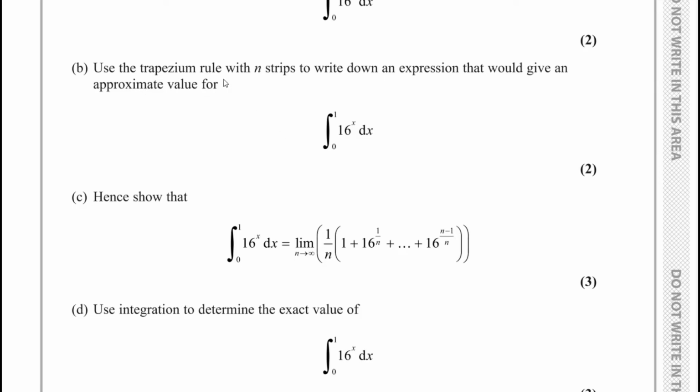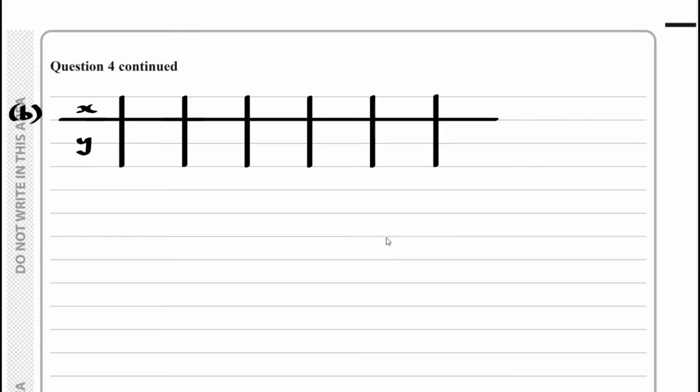Part B: use the trapezium rule with n strips to write down an expression that would give an approximate value for the integral of 16 to the x with respect to x between 0 and 1. So let's start with creating a table of values. Now we are going from 0 to 1 with n strips. So we have 0, 1/n, 2/n, etc., then n minus 1 over n, finishing off with 1. And what you will find is we are adding 1/n each time.